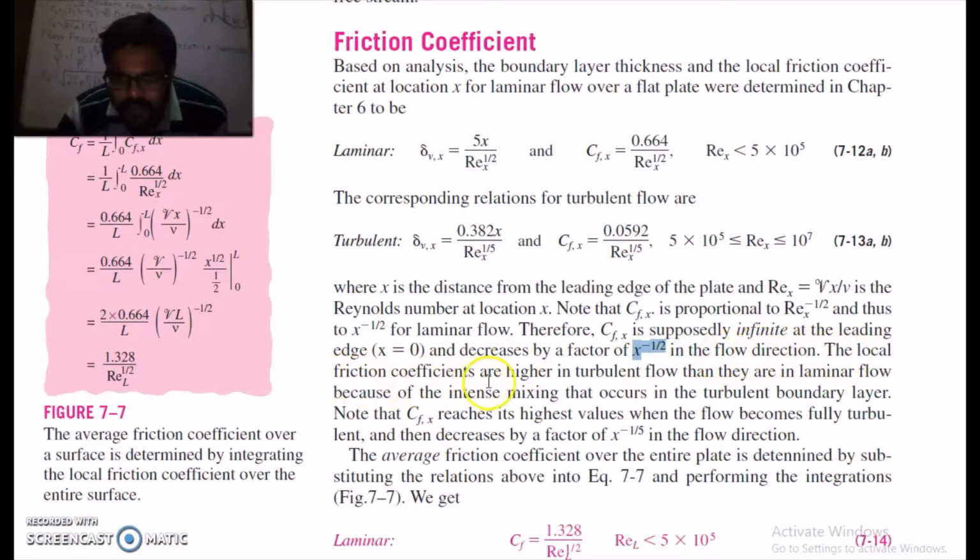The local friction coefficients are higher in turbulent flow than they are in laminar flow because of the intense mixing that occurs in the turbulent boundary layer. Notice that Cfx reaches its highest value when the flow becomes fully turbulent and thus decreases by a factor of this in the flow direction.